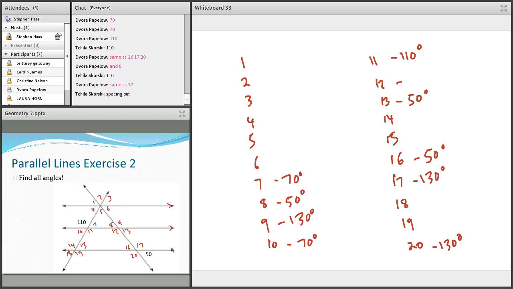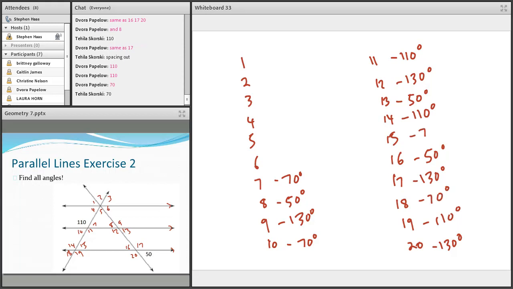Okay. How about 14, 15, 18, and 19? What's 14? 14 is alternate interior with 11. And 11 was 110, so we'll make that 110. And then, of course, 19 is vertical with 14, so we'll make it also 110. And 15 and 18 are going to be 70 each, for the same reason, they're supplementary with the 110s.